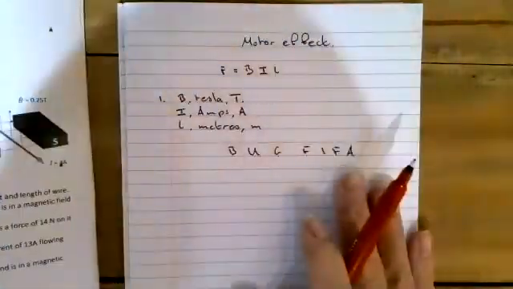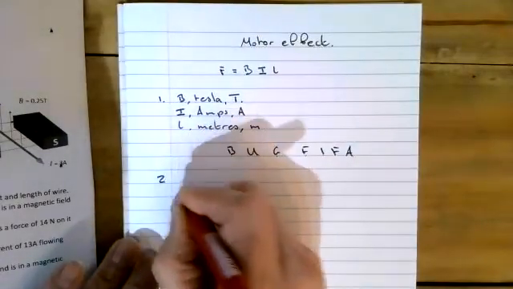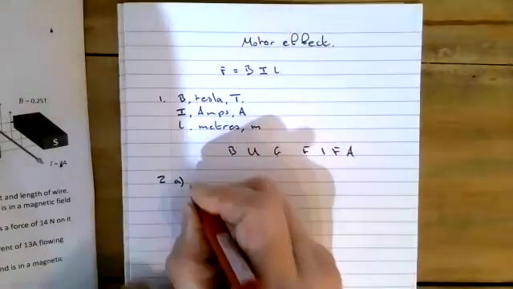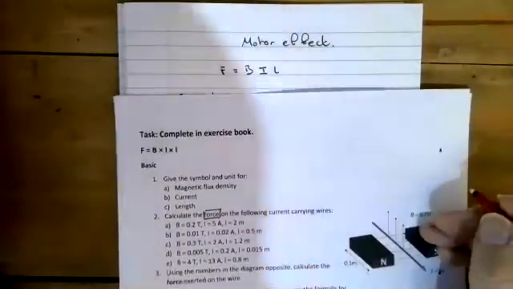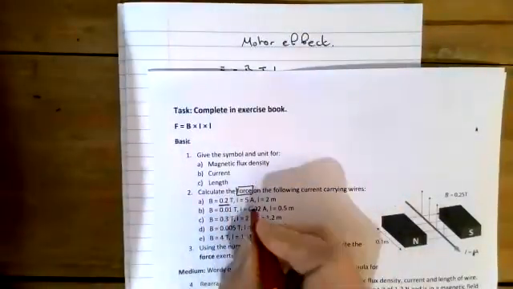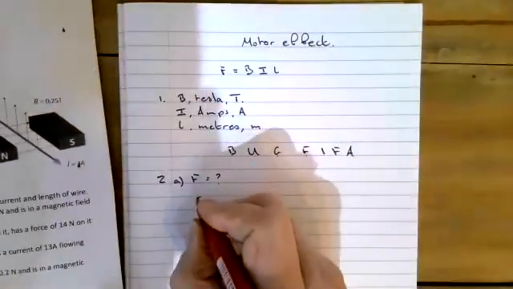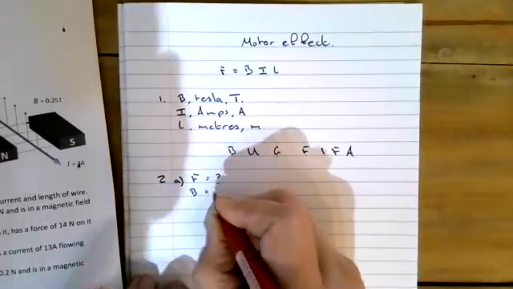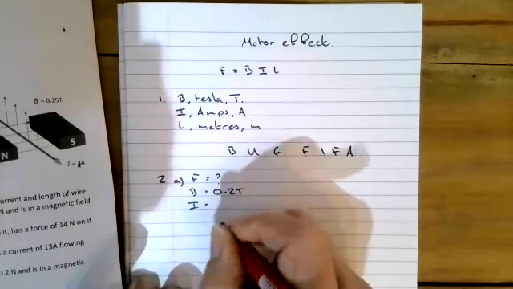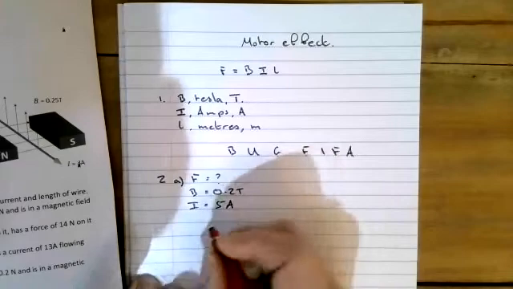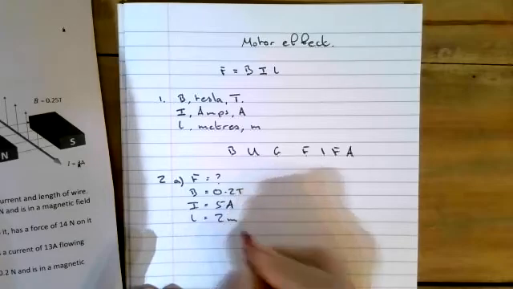So, moving on then to question number 2, and we'll do A. Calculate the force, F, we don't know. So we need to underline our data. In this case, 0.2 Tesla, 5 amps and 2 meters. And we need to grab our data. So we've got B, magnetic field strength, 0.2 Tesla. We've got I is equal to 5 amps, and we've got length is equal to 2 meters.